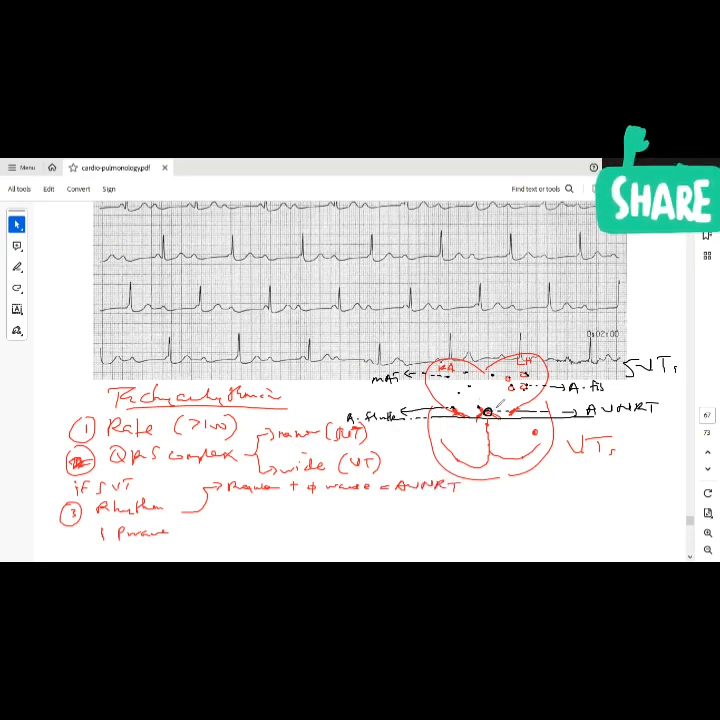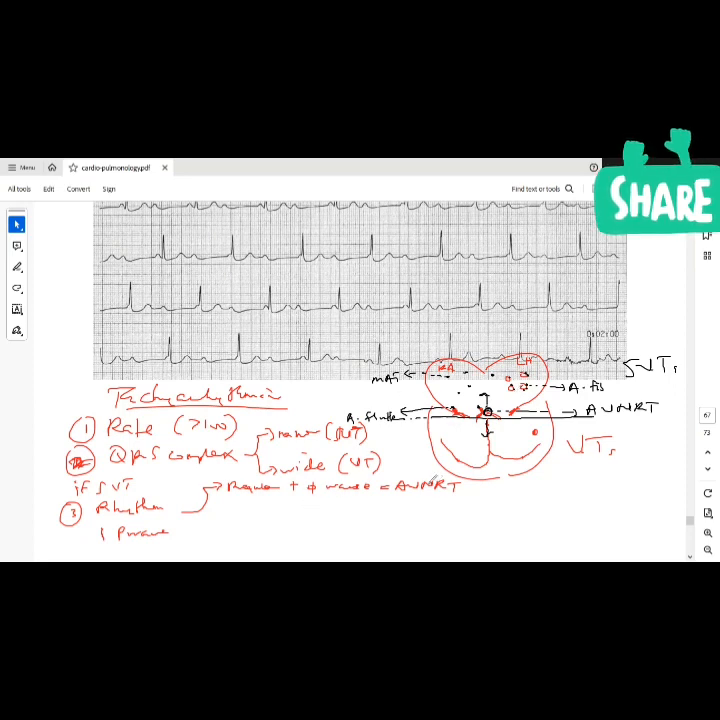If an arrhythmia comes from the AV node, what will it do? It's going to depolarize the ventricle and the atrium at the same time. And which one is bigger? Ventricle. So you're going to see the QRS complex, but the P will be buried inside. You won't see it separated, because they are occurring at the same time.